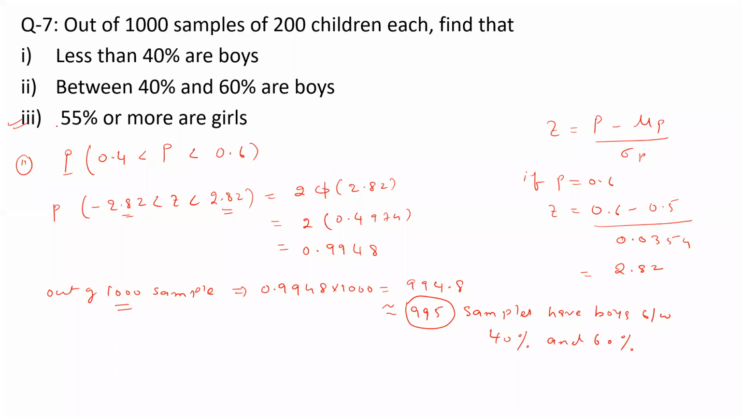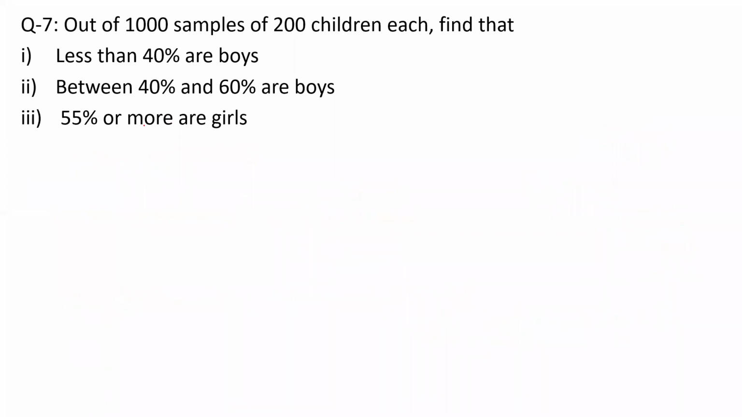Now third is 55% or more are girls. Okay. Now in this case they are talking about the girls, but initially if you remember I have taken P as the proportion for the percentage of boys. Put in this manner, we are focusing on boys only. So the percentage of boys only we are dealing with. So how to find the probability of 55% or more are girls?